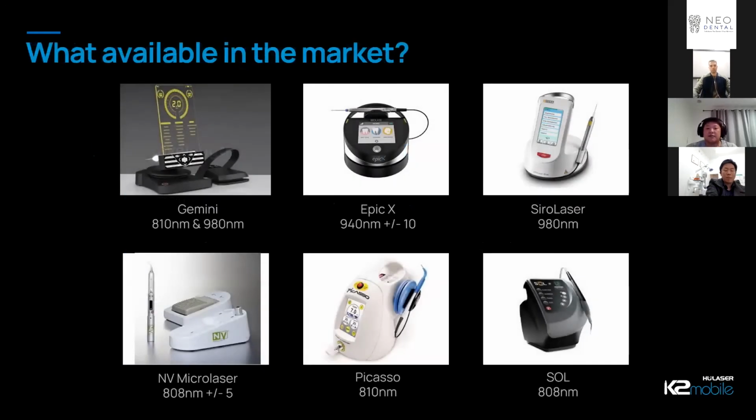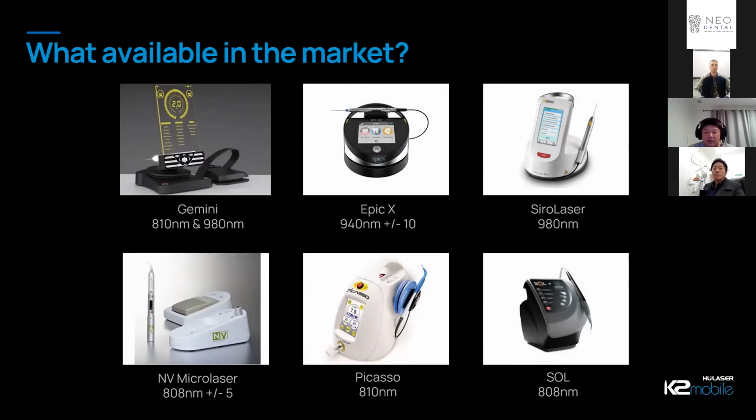So this is just a quick bit of research that I did. As you can see, there's a whole heap of different diode lasers around, and there's probably more. And they all have different configurations. And so you can see some have a much bulkier unit that comes with it. Some are a little bit more compact, some have foot pedals, some don't. As you can see, they all range in different wavelengths.